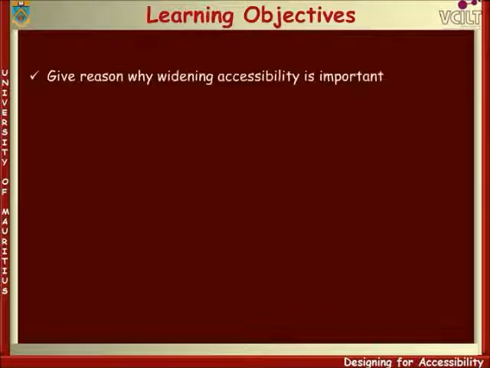In this unit, we will discuss what we mean by disability. Upon completion of this unit, you shall be able to do the following. Give reason why widening accessibility is important. Give definitions of disability. We will analyze some common impairment and disability groups.